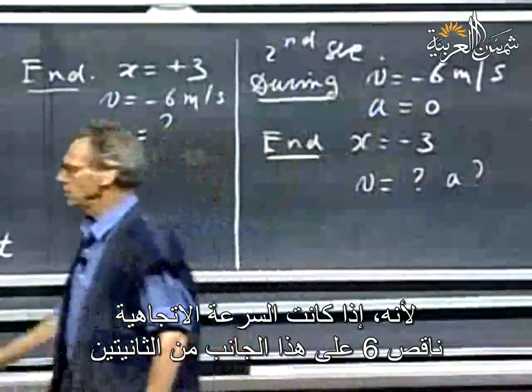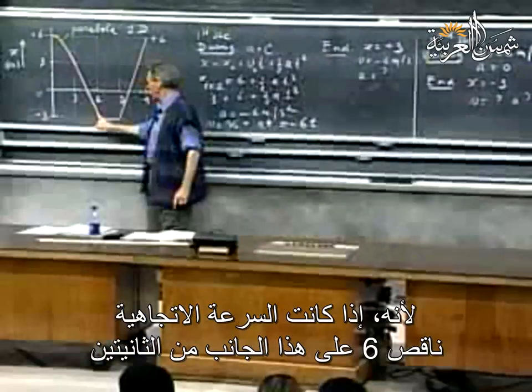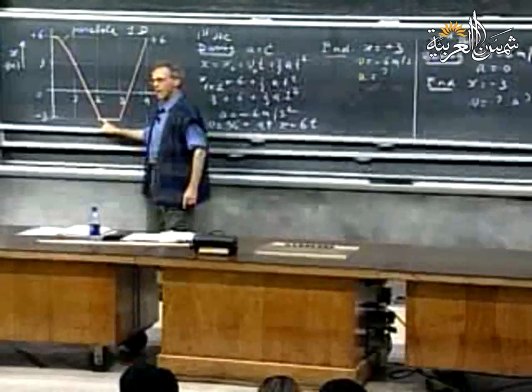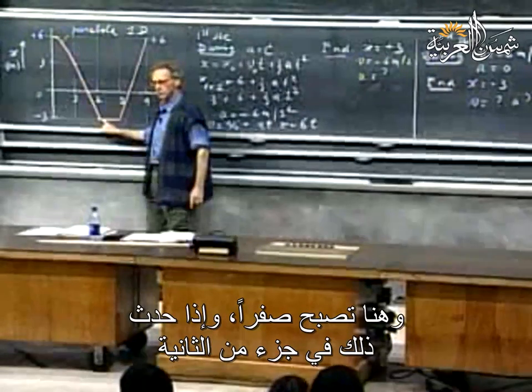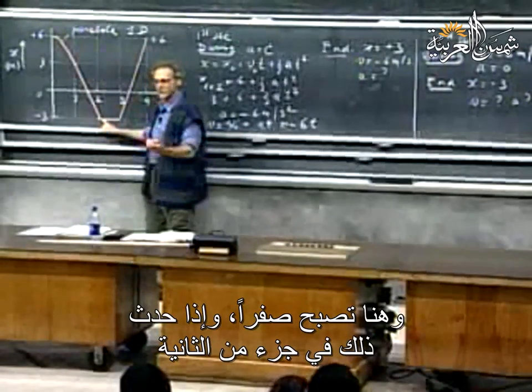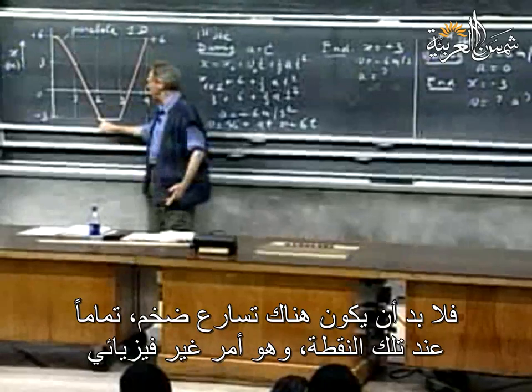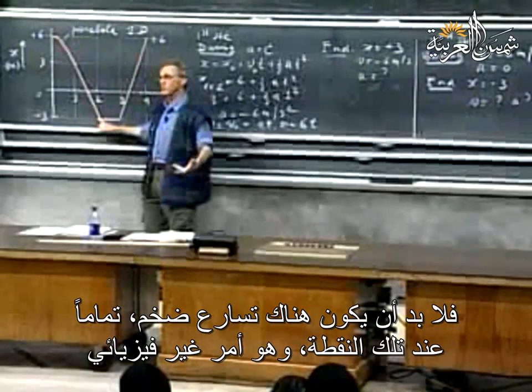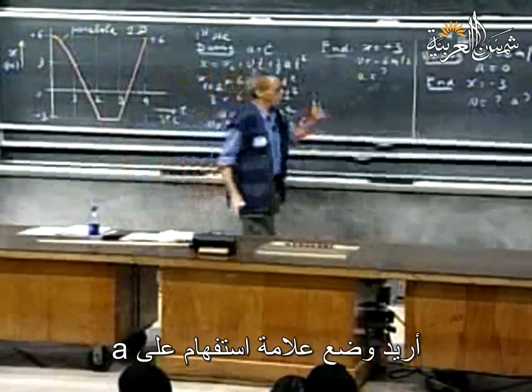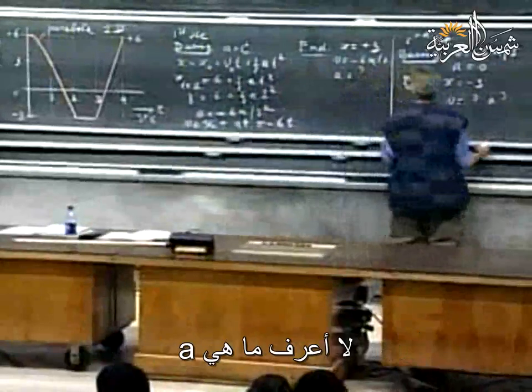Because if the velocity is minus 6 on this side of the 2 seconds, and here becomes 0, and if that happens in a split second, there must be a huge acceleration just at that point, which is non-physical. So I would also put a question mark at the a. I don't know what the a is.